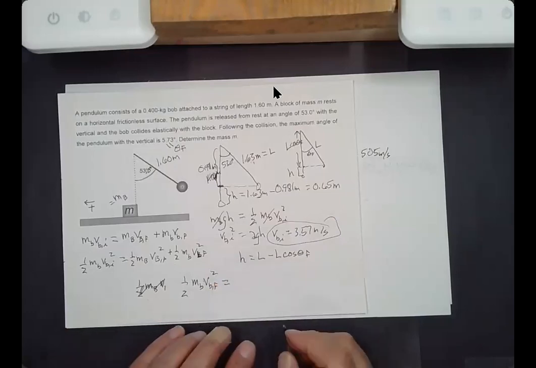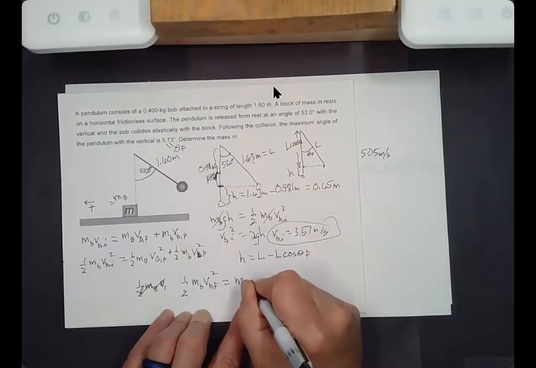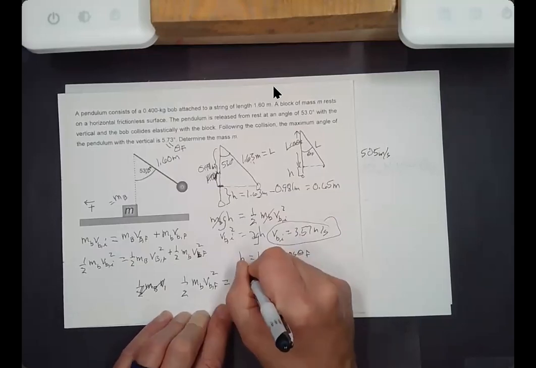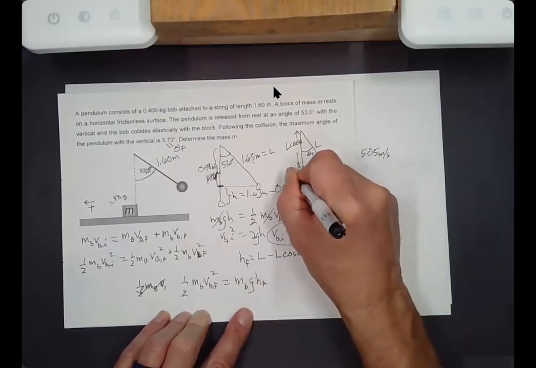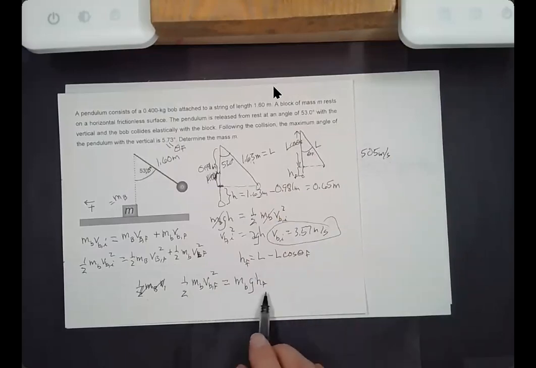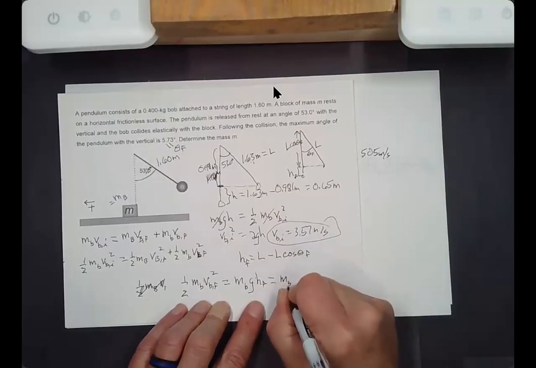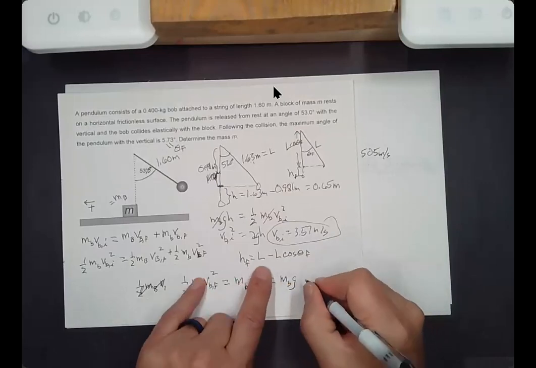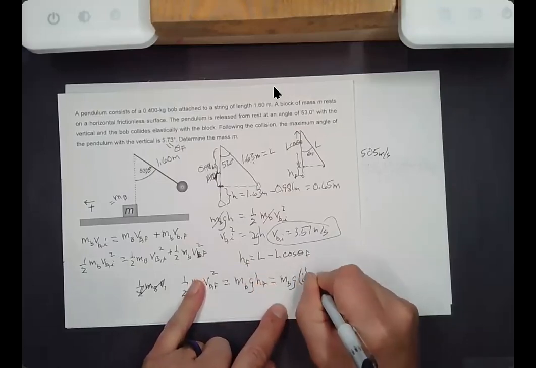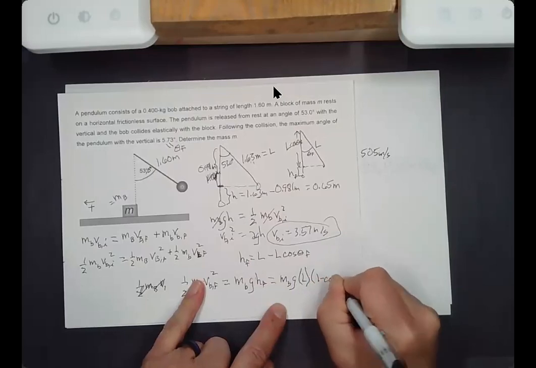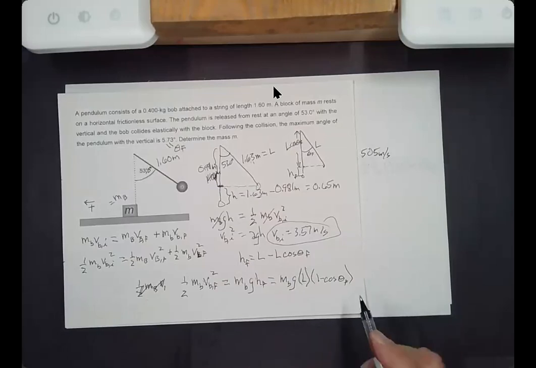will equal m sub little b times g. Oops, I'm going to call this h final, times h final. Well, this is complication, all kinds of it, but it's going to equal mass of the little block g times, well, I'll put L here and then have 1 minus the cosine of theta final there. And I know what theta final is.